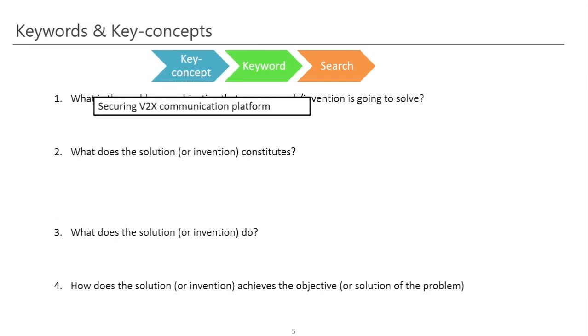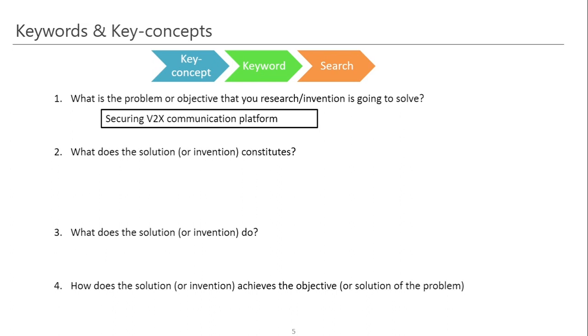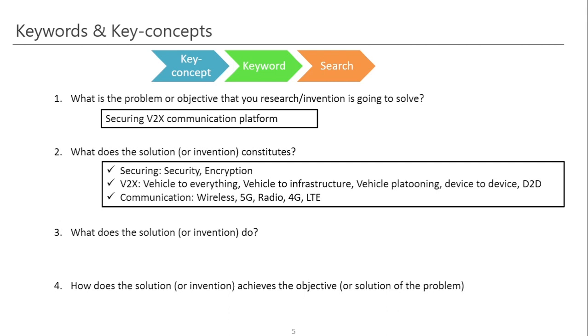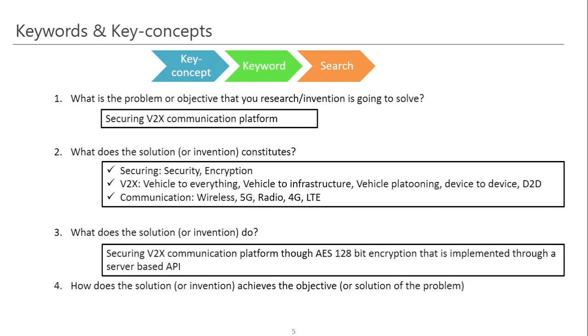For example, here we know that securing V2X communication platform was the objective. The researcher wanted to develop something like that, so that was the topic. The researcher also knew the building blocks. The third point is, what does the solution or invention do? The answer to that question should be very specific here. The research is securing V2X or vehicular communication platform through the use of AES 128-bit encryption implemented using a server-based API. And the fourth question is how that is implemented.